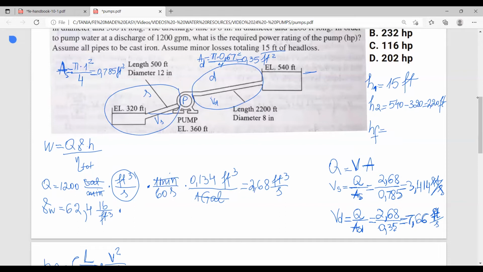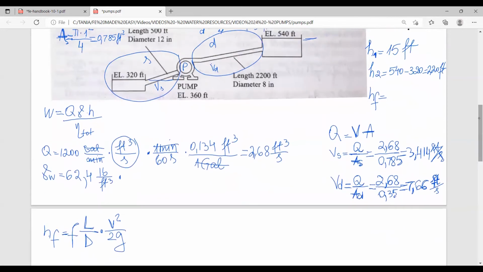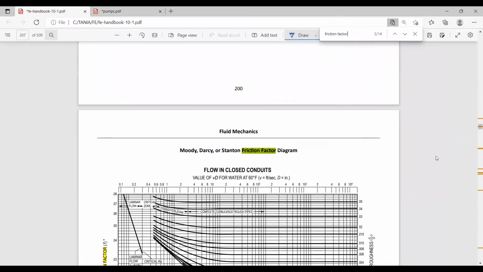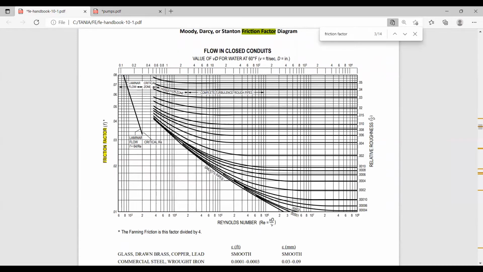Okay, and now we have the velocities. We need to calculate the friction factor, which is this over here. In order to calculate the friction factor, we have to calculate a few things. We are getting to this table over here, which tells us that we have to calculate the relative roughness and the Reynolds number.